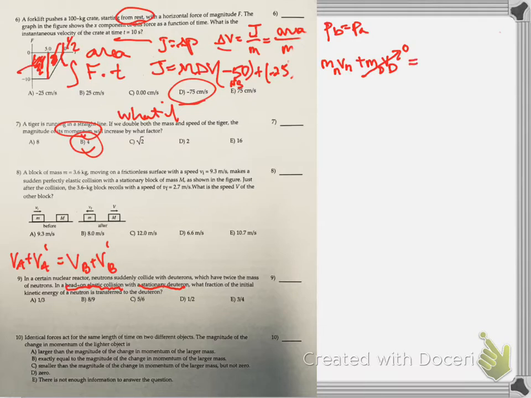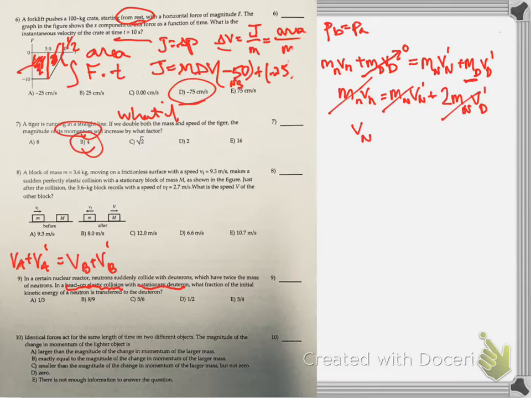Let's finish what this is going to look like. Mass of the neutron, V of the neutron prime, plus mass of the deuteron, V of the deuteron prime. Now they tell us the deuteron has twice the mass of the neutron, so we can replace this and say Mn Vn prime plus the mass of the deuteron, which is 2 mass of the neutron, times V of the deuteron. And when you do that, the Mn's drop out, which is good. So you have V, the neutron before, equals V of the neutron after, plus 2V, the deuteron after.